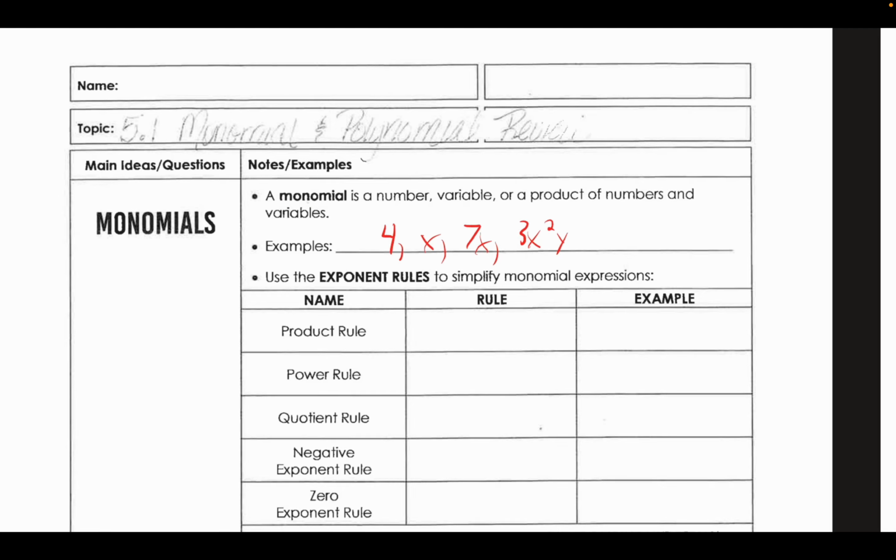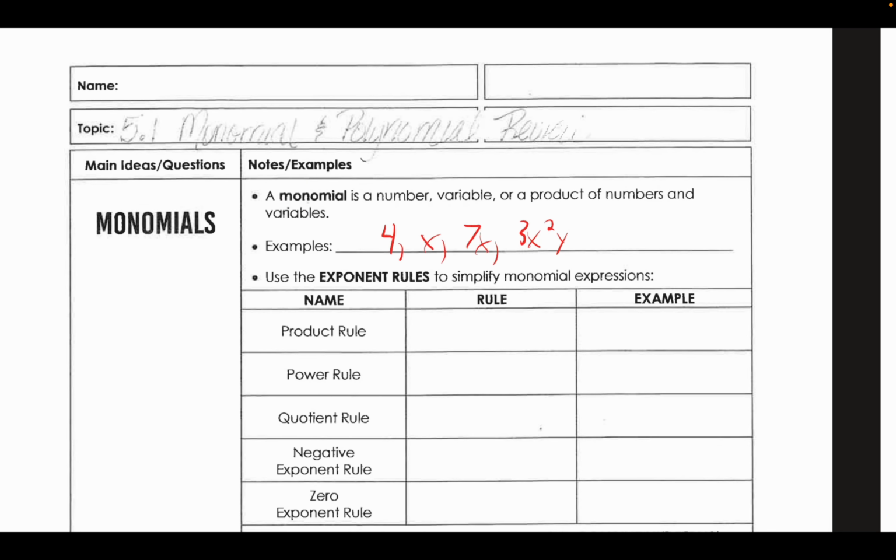So once again, some non-examples would be like 3x plus 5. The addition sign makes it not a monomial, as well as 3 over x, the variable being the denominator. It'd be fine if it was like x over 3. That is a monomial because the denominator is not a variable.